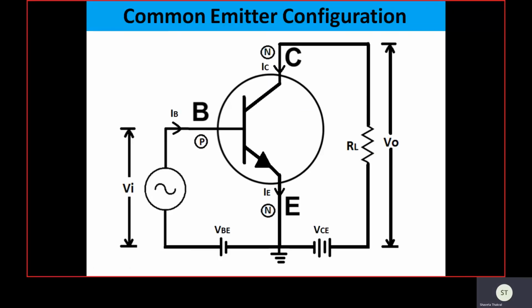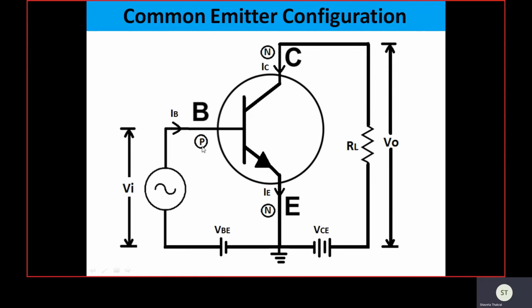Here we have the common emitter configuration, and in this configuration we can see that the emitter terminal is made common and is connected to ground. Common means that it acts on both sides, the input side as well as the output side. The left hand side of the emitter can be seen as the input circuit, and the right hand side of the emitter can be seen as the output circuit. That means the base is on the input side and the collector is on the output side.